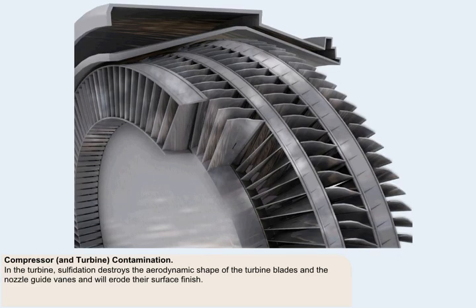In the turbine, the contamination takes the form of sulfidation, which is a build-up of sulfur deposits from the burning fuel. Sulfidation destroys the aerodynamic shape of the turbine blades and the nozzle guide vanes, and will, over a period of time, erode their surface finish.